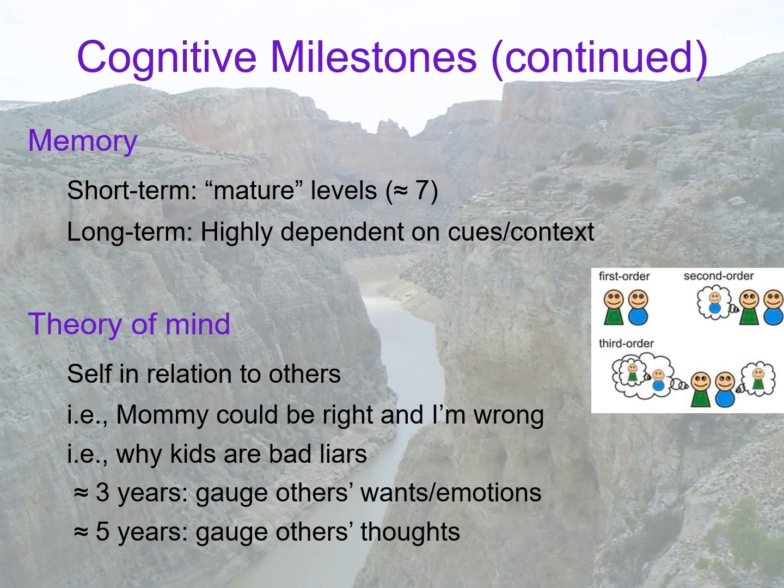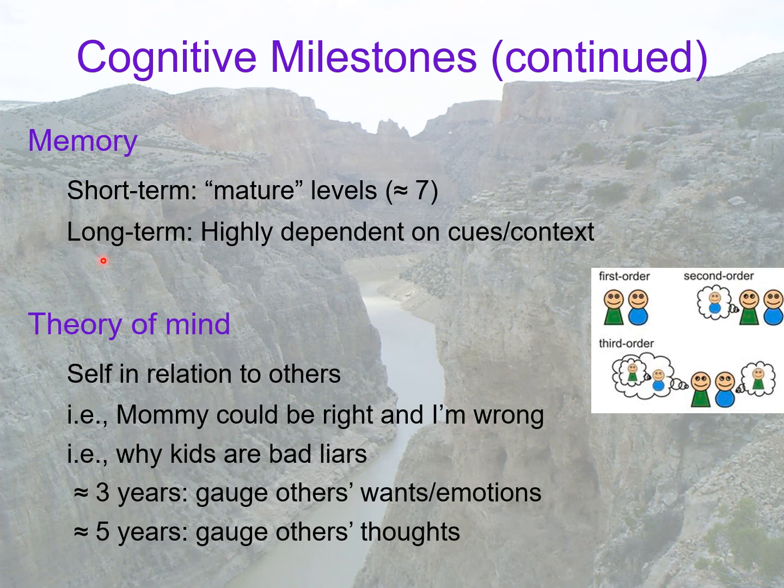Let's take a look at what's happening in terms of memory. So we're still in the cognitive realm of development. And we see at this age range, short-term memory starts to reach kind of mature or adult levels by the end of early childhood, at plus or minus 2 around the average of 7. 7 chunks, 7 things, 7 items that you can keep in your short-term memory.